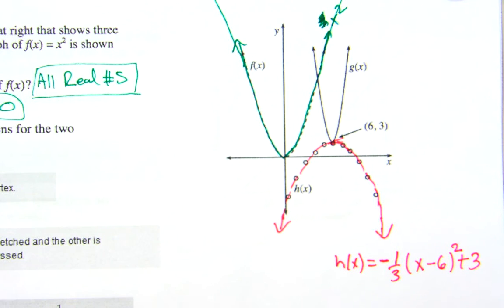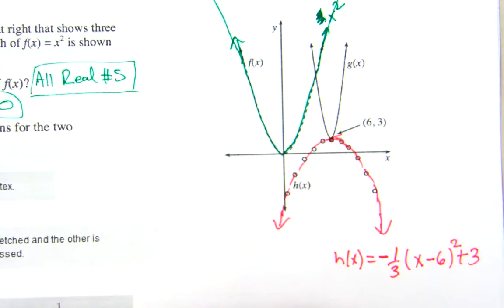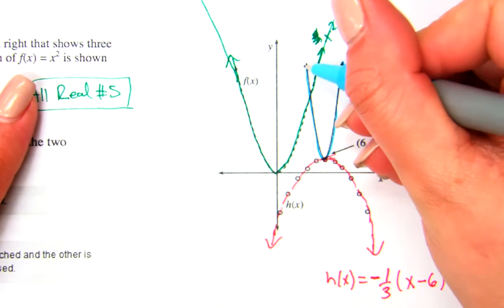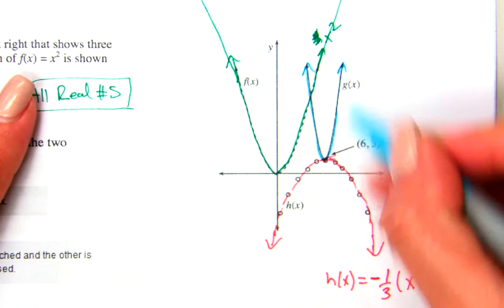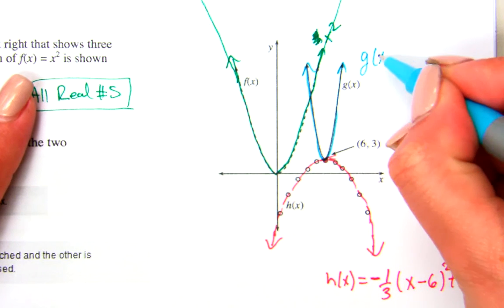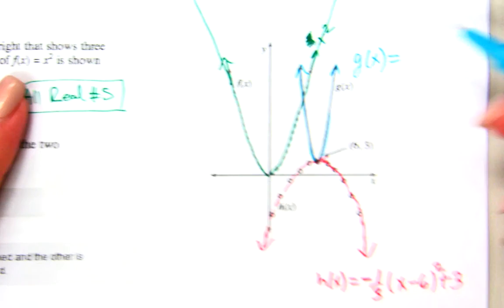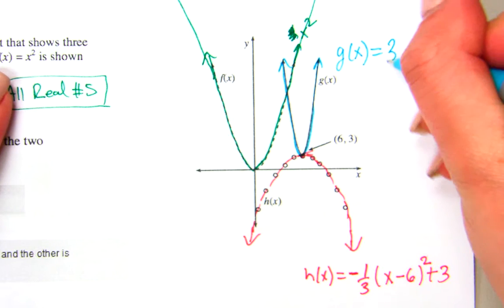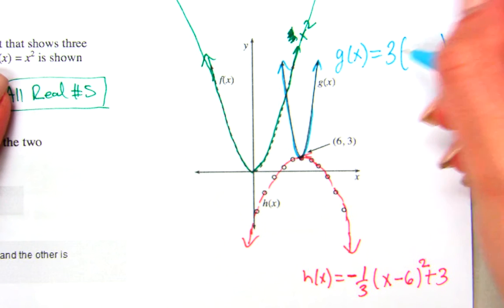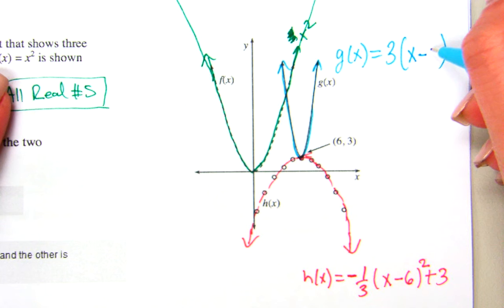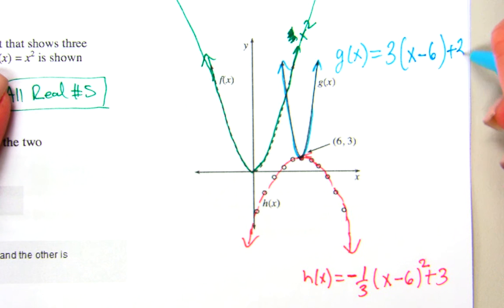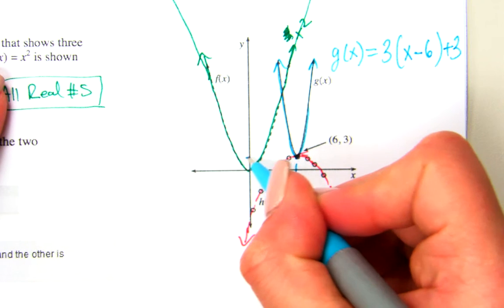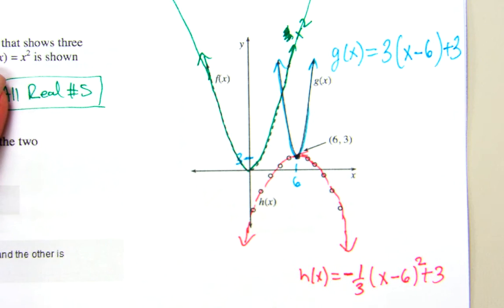All right? And then it says do the same thing for the narrow one up here. The blue one also has a vertex at 6, 3, but is upward facing. So now we have g of x equals, and it's kind of skinny, or stretched vertically, so I'm going to say maybe it's a 3, for all that I know. And it's going to be x minus 6 also, and then plus 3, because the vertex is at positive 6, and then positive 3 up.